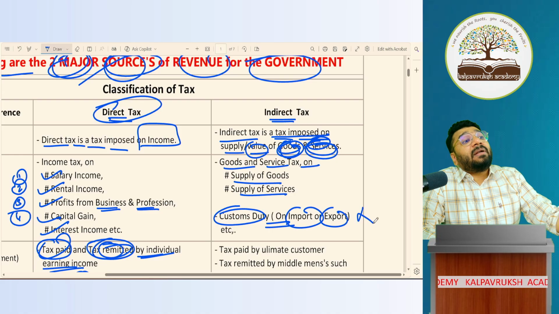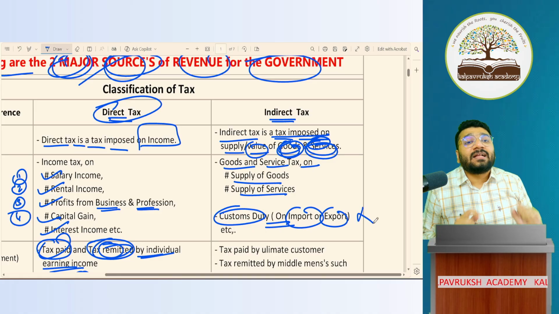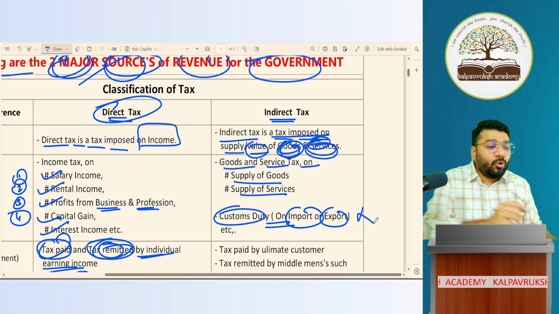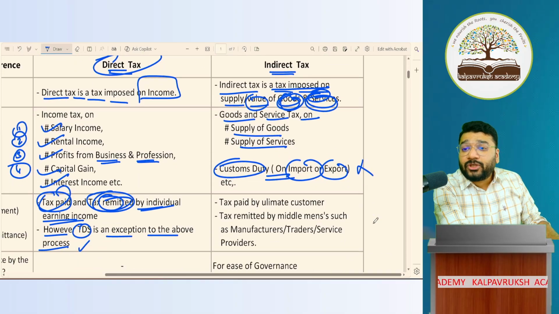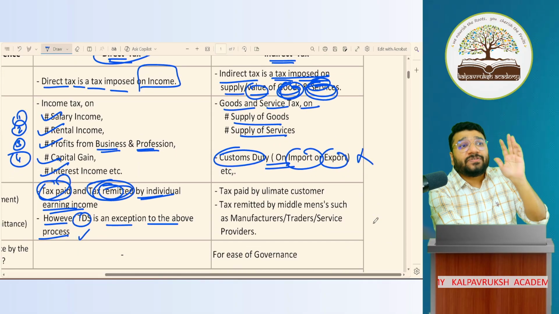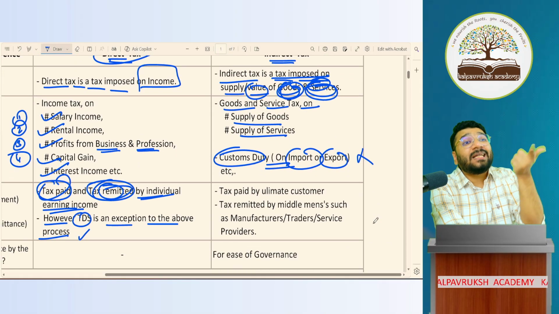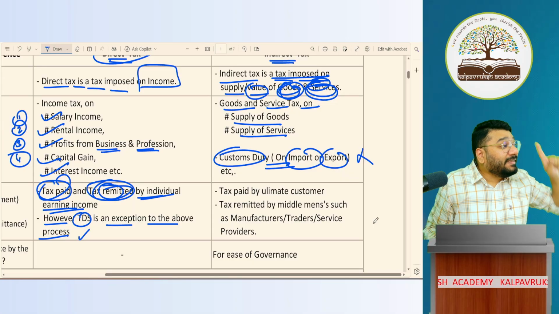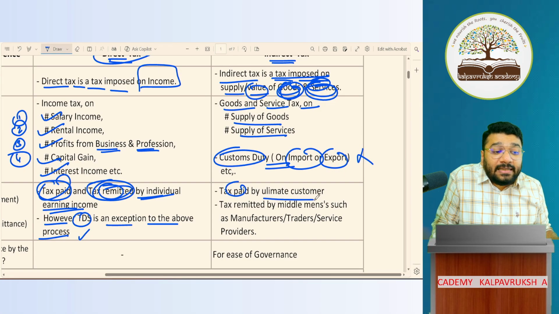So there are multiple types of indirect tax. Two prominent indirect taxes are, one is GST, second is customs duty. What is applicable for us now? GST is applicable. Okay, not okay? Now the question is, in case of GST, who is the taxpayer and who is the tax remitter? Are both the same? No. Here, tax will be paid by the ultimate customer.